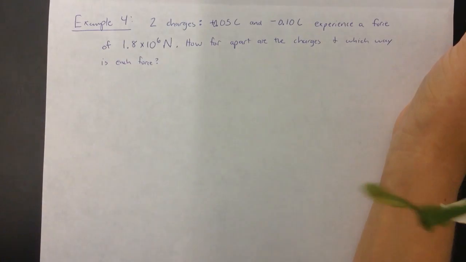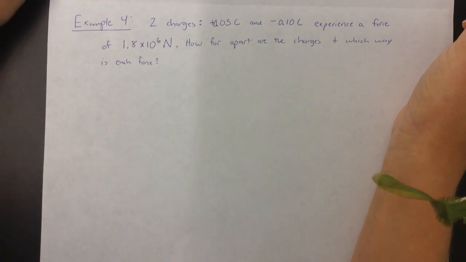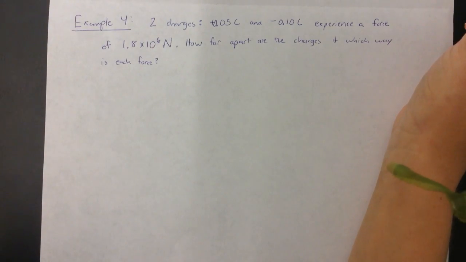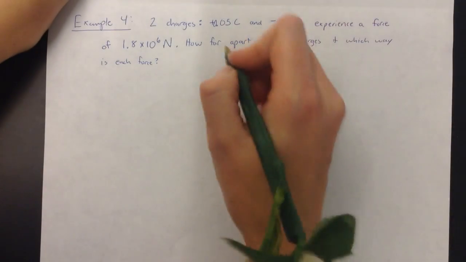Two charges, plus 0.05 coulombs and minus 0.1 coulombs, experience a force of 1.8 times 10 to the 6 newtons. How far apart are the charges and which way is each force? Well, let's go ahead and answer the second part of that question first.